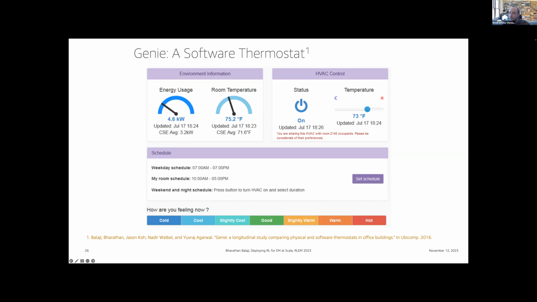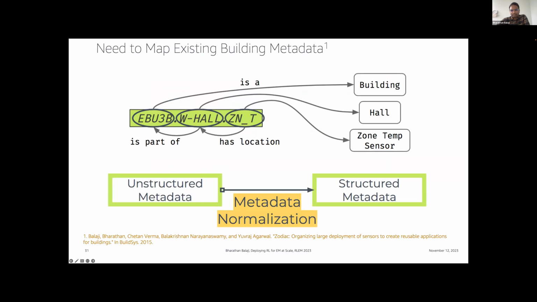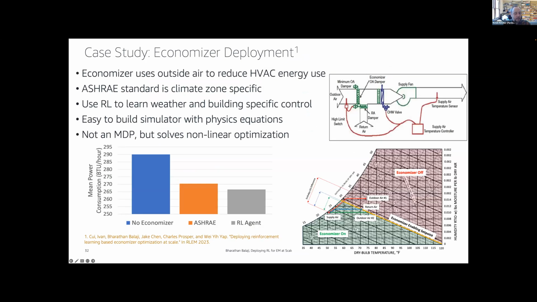I wonder, could you go to slide 32 for a sec? This one? Next one. I think one more ahead. Okay, so am I reading this correctly, that for this economizer experiment, the RL agent reduced power consumption by about 3 BTU per hour relative to the ASHRAE standard? Yeah. So that's about a 1% improvement, is that right? Yeah. At scale, it translated to more than $100,000 is what I remember.